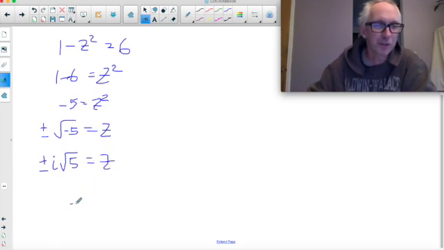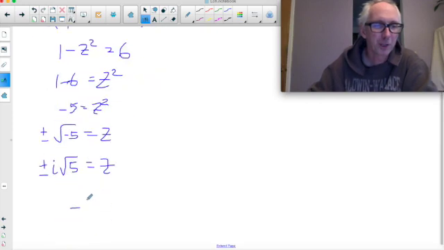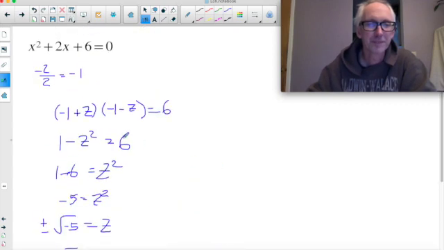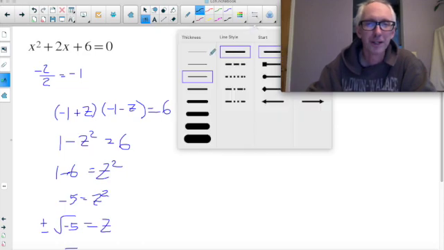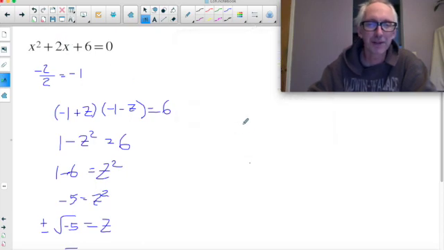Okay, therefore, our solutions are going to be negative 1 plus i square root of 5 and negative 1 minus i square root of 5. Okay, once again, we could double check that by either using a quadratic formula or complete square. Since b is even, we're going to do complete square. All right, it's easier.